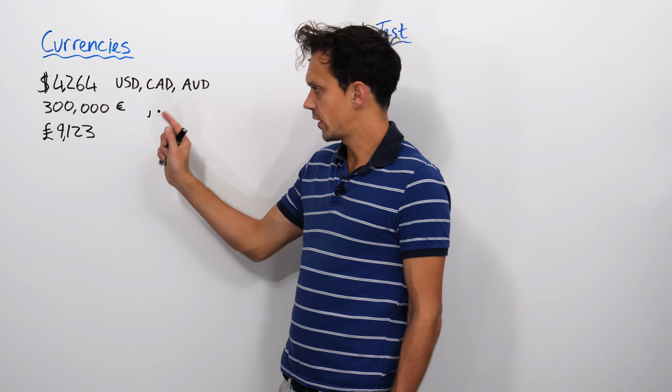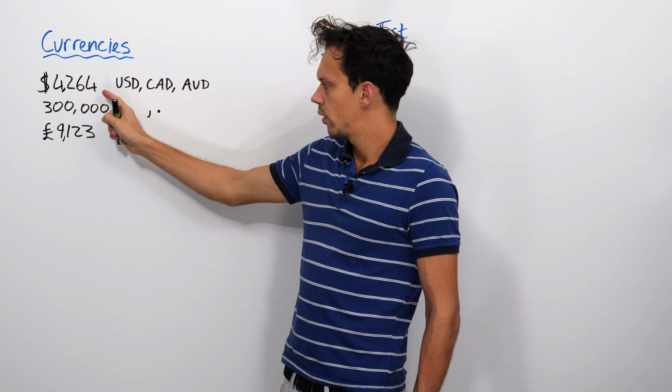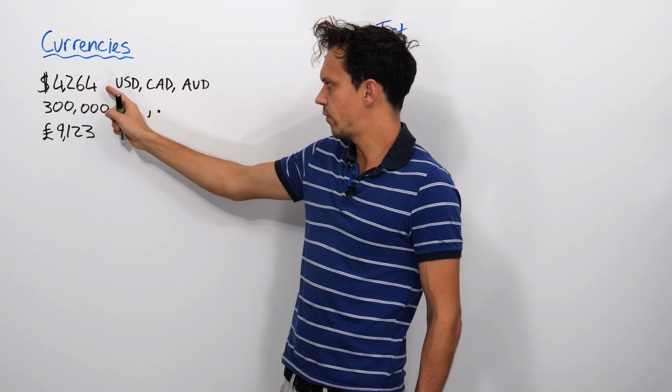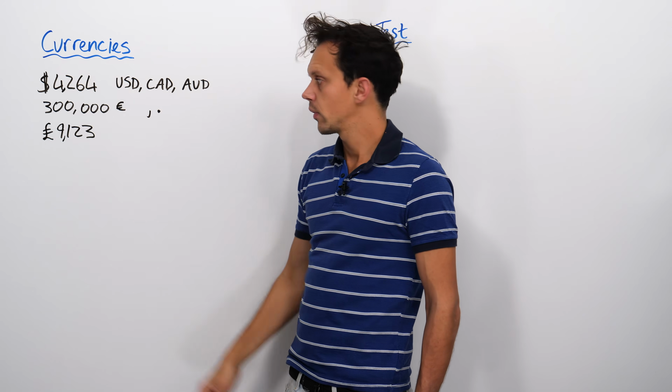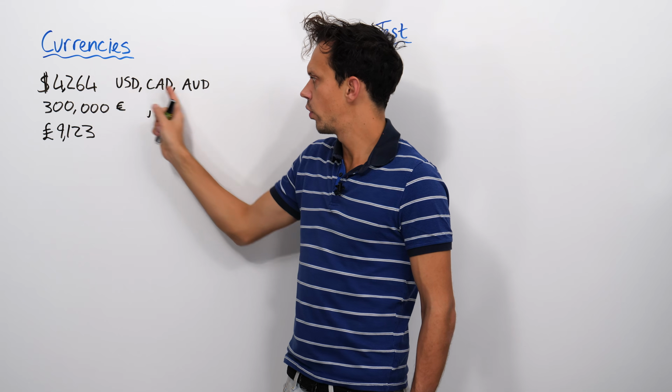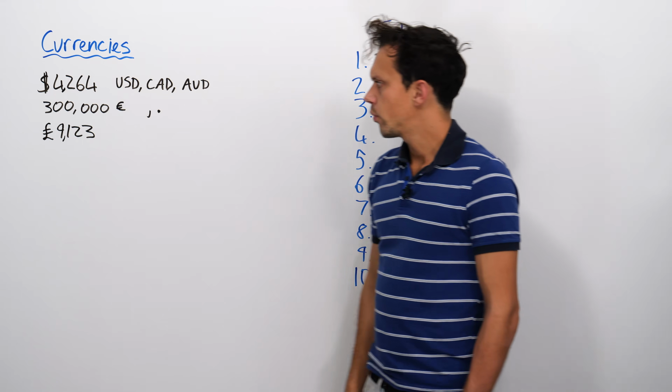So let's practice that. 4,264 Canadian dollars. 4,264 Australian dollars. Okay? Right.